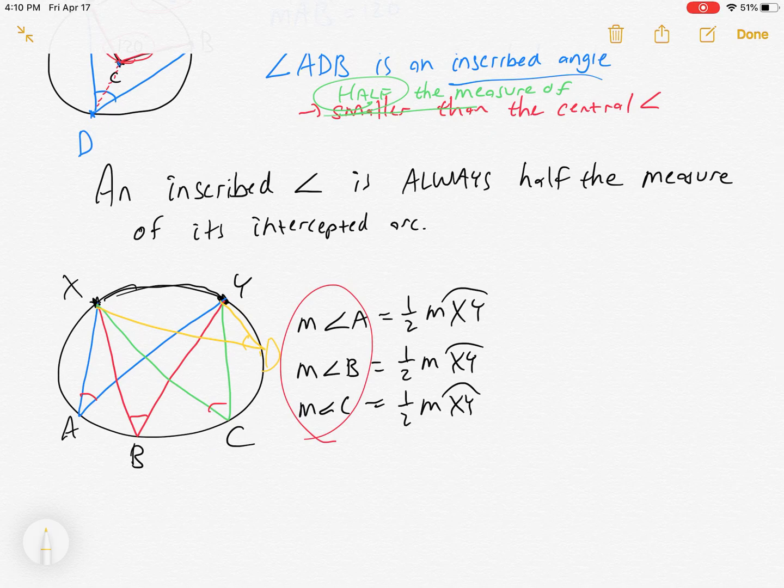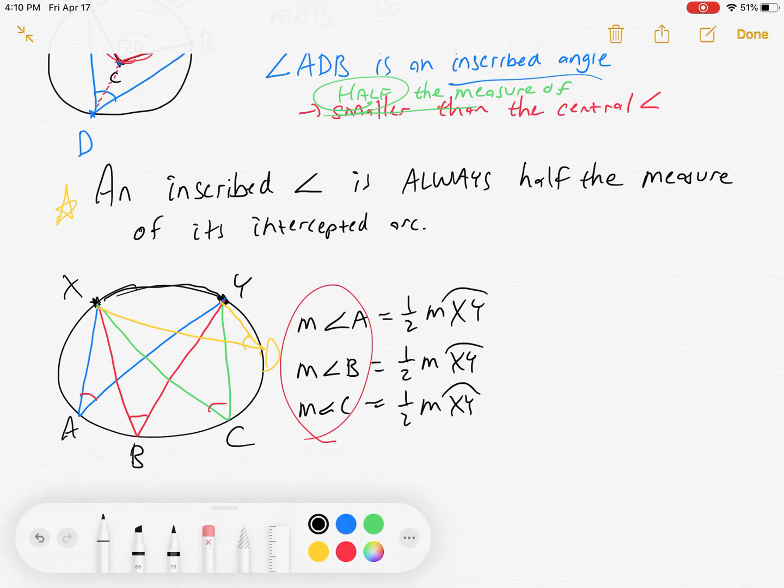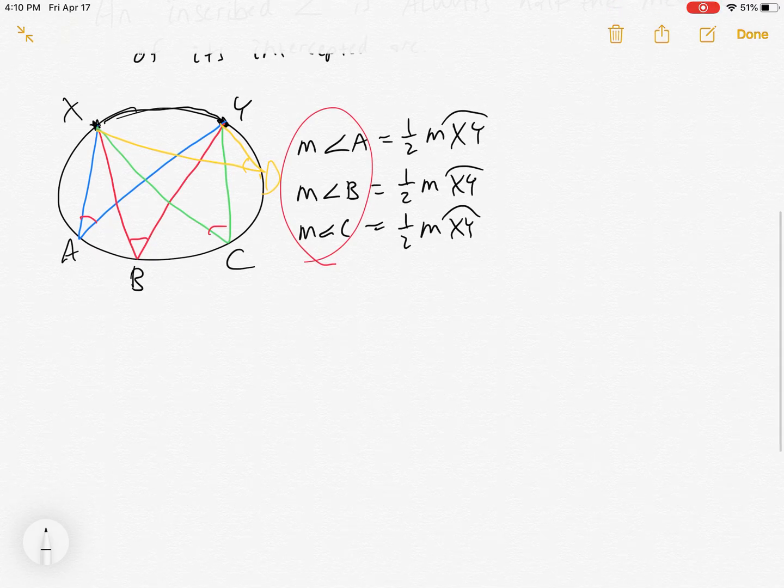You can make some cool designs with that. All those angles open to the same arc, so they are all congruent. Okay? So do we need a theorem for that? I mean, not really. We know that this right here is really the idea. So it's kind of a substitution idea.